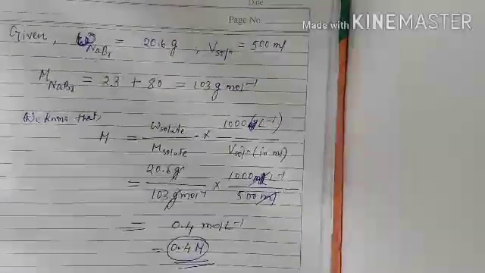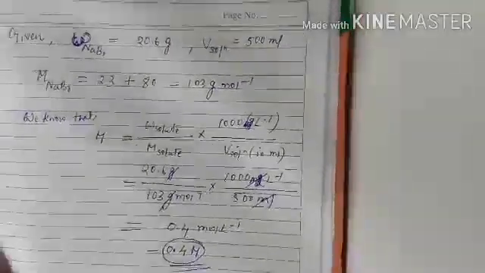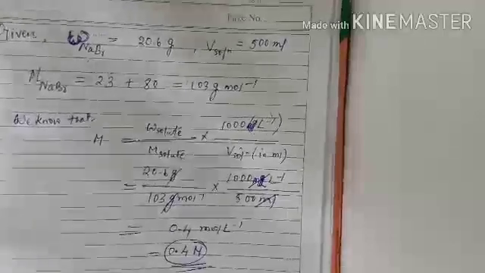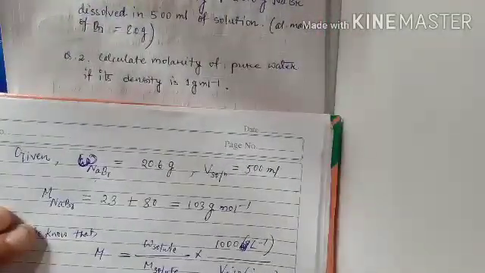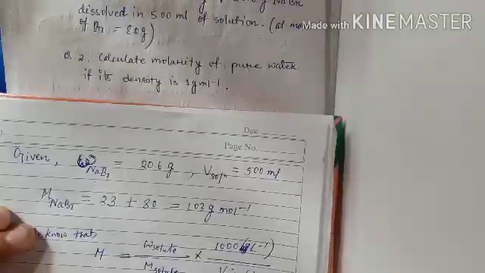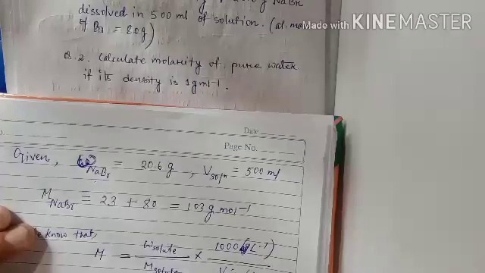Okay, so this is question number 1. Another question we take, question number 2: calculate molarity of pure water of its density 1 gram per ml.